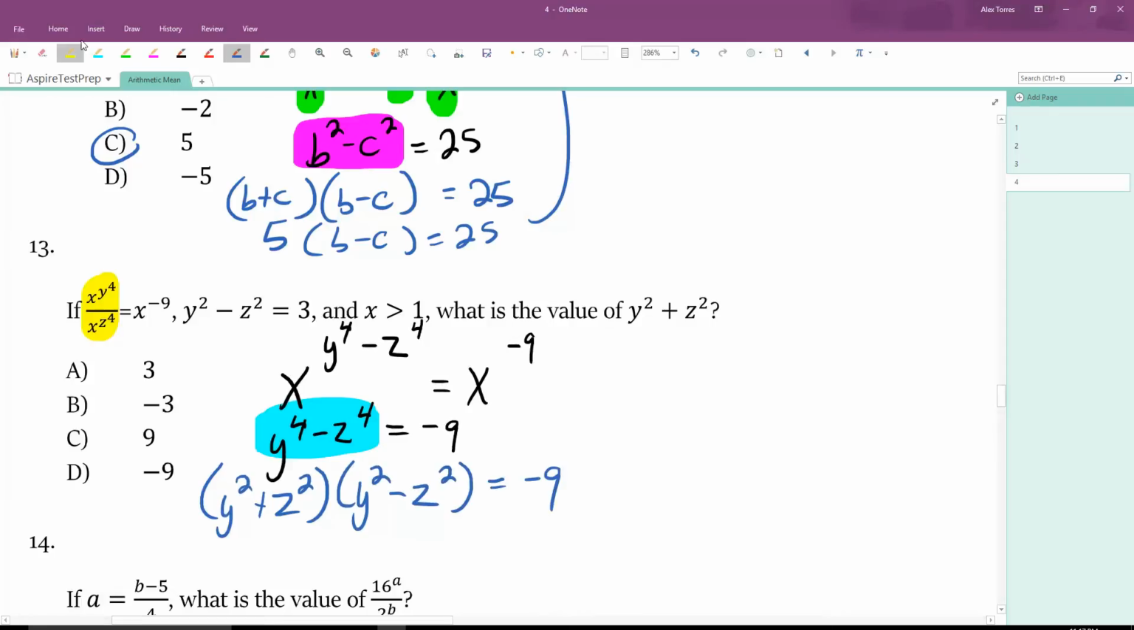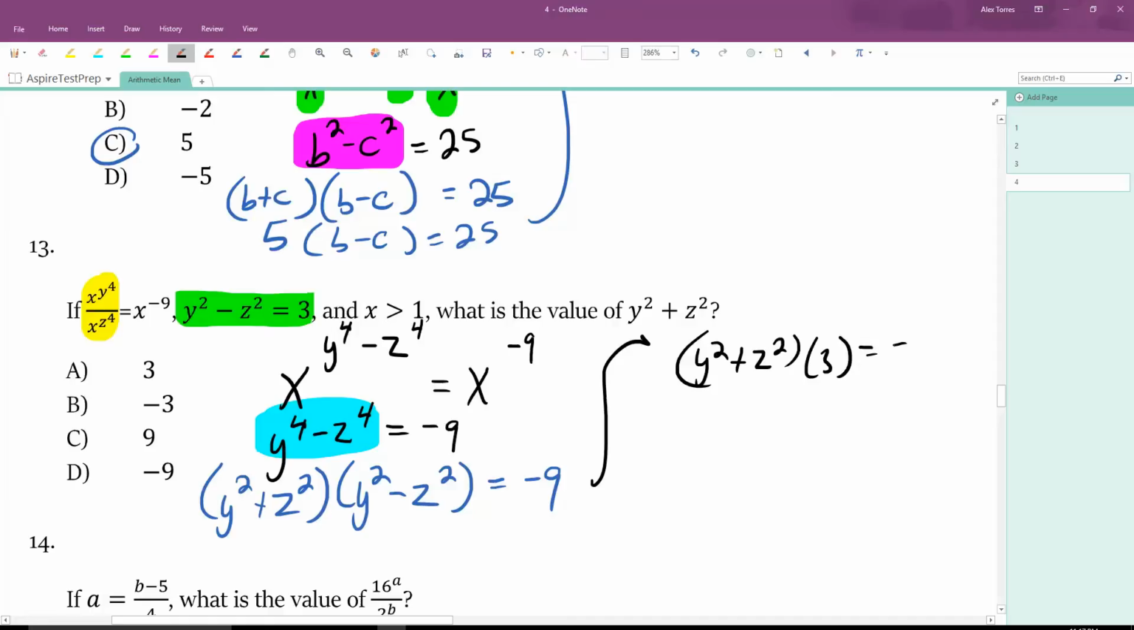And we can substitute in this green expression, which says that y squared minus z squared is equal to 3. So we can rewrite everything and say y squared plus z squared times 3 equals negative 9. Divide both sides by 3. y squared plus z squared equals negative 3. And that's our answer, choice B.